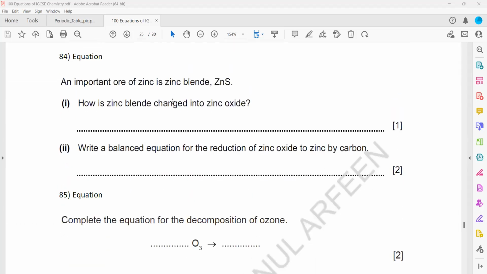An important ore of zinc is zinc blende. How is zinc blende changed into zinc oxide? By burning it, roasting in air. Burning in air, roasting in air, reacting with oxygen.